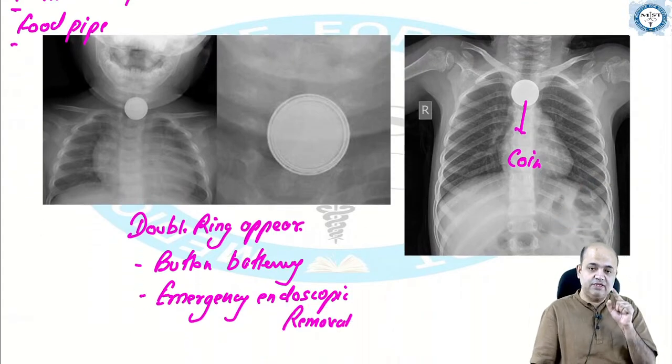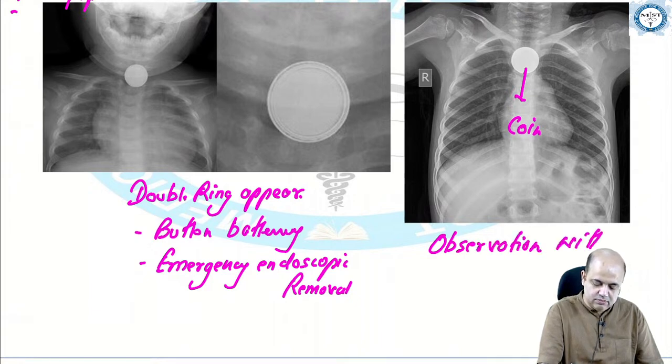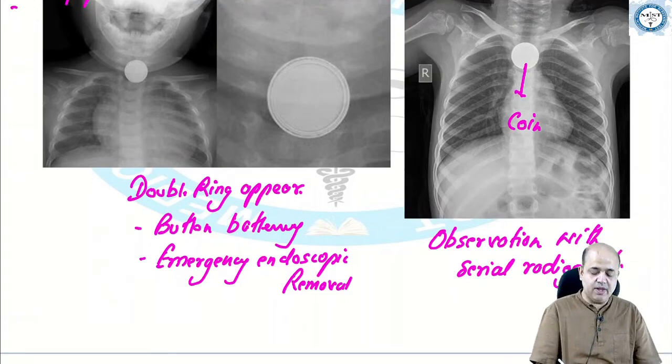Okay. If there is a coin, we do observation. Observation with the serial radiograph is done. Okay.